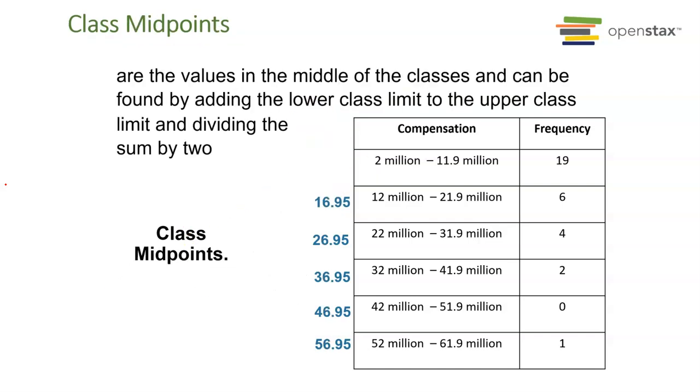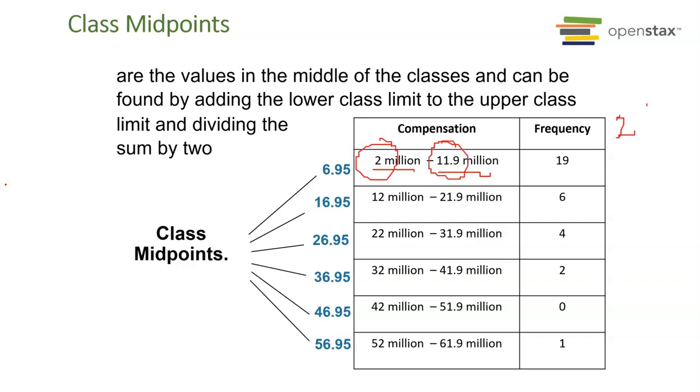We will use class midpoints, though, which is just what it sounds like. It is going to be the midway point between these two numbers. So you're just going to take these two numbers, add them up, and divide by 2. And then you will get the class midpoint. Now, notice what's going on with these numbers. 6.95, 16.95, 26.95, 36.95. You see a pattern, right?